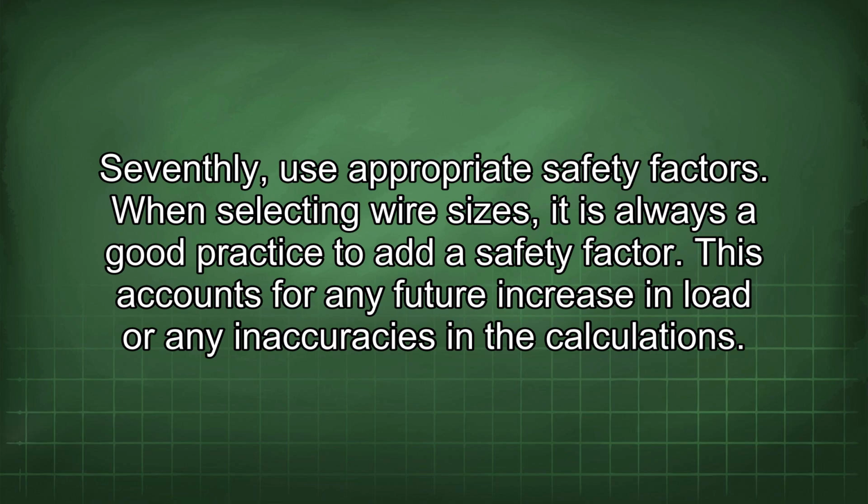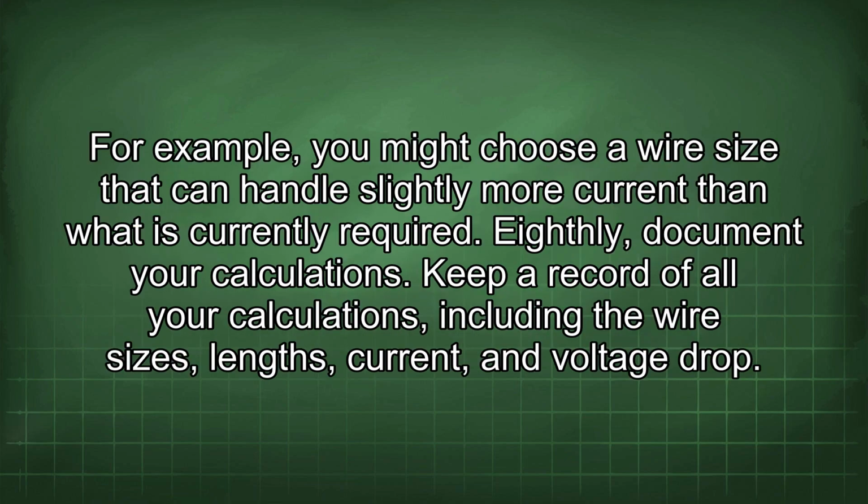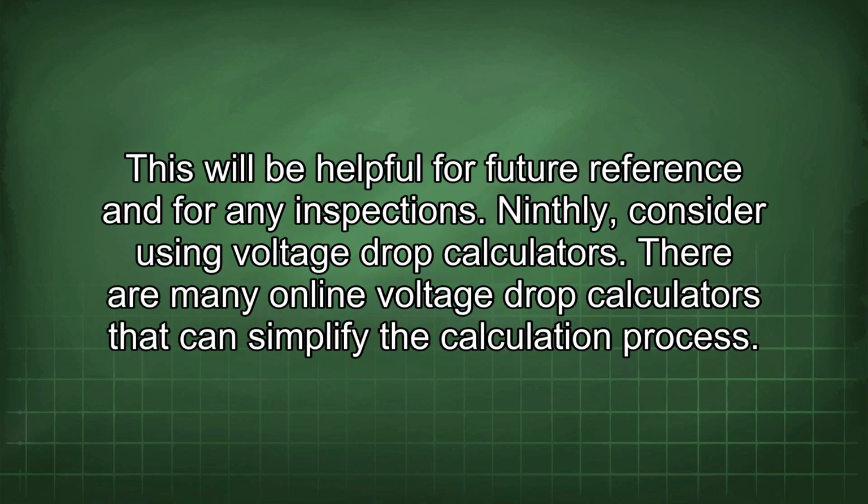Seventhly, use appropriate safety factors. When selecting wire sizes, it is always a good practice to add a safety factor. This accounts for any future increase in load or any inaccuracies in the calculations. For example, you might choose a wire size that can handle slightly more current than what is currently required. Eighthly, document your calculations. Keep a record of all your calculations, including the wire sizes, lengths, current, and voltage drop. This will be helpful for future reference and for any inspections.